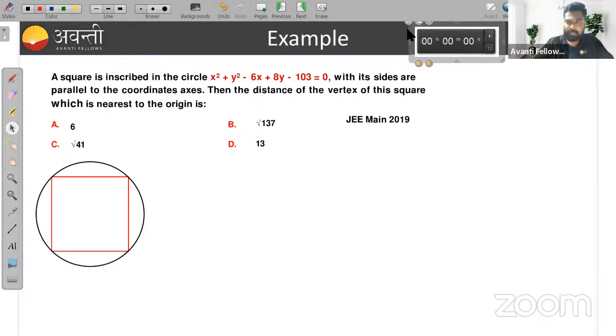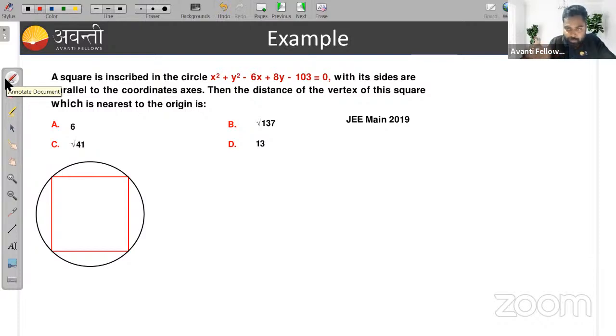Okay, it's time. Anyone got the answer? No one? Don't worry, we'll solve it. The question is asking: a square is inscribed in the circle x square plus y square minus 6x plus 8y minus 103 equal to 0, with its sides parallel to the coordinate axes. Then find the distance of the vertex of this square which is nearest to the origin. That means you need to find the distance between the origin and all the vertices of the square, and whichever distance is minimum is your answer.